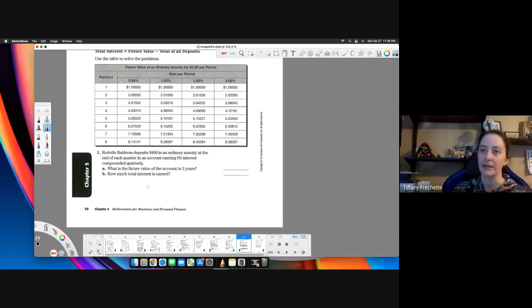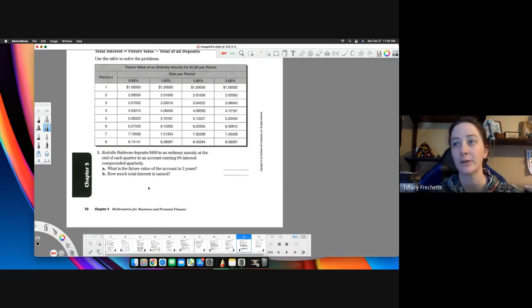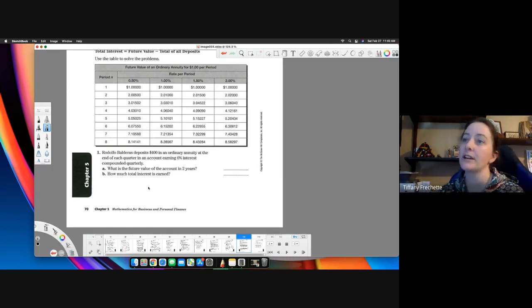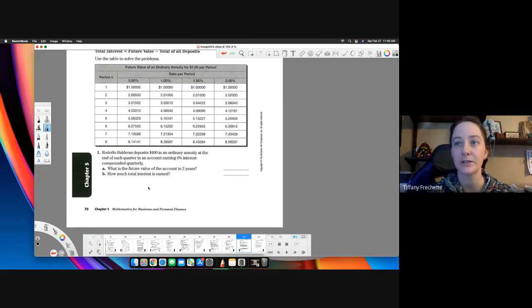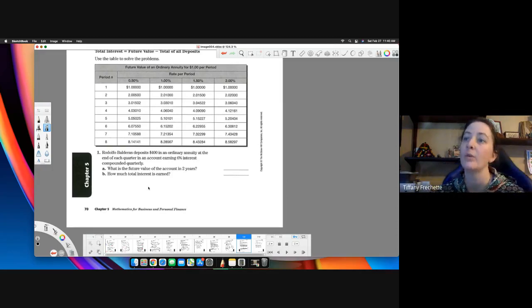All right. So Rodolfo Balderas deposits $400 in an ordinary annuity at the end of each quarter in an account earning 6% interest compounded quarterly. What is the future value of the account in 2 years? How much interest is earned? So we have two questions. First, what's the future value of the account in 2 years? And then we have to calculate how much interest he's earned.